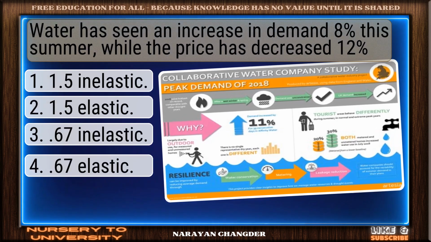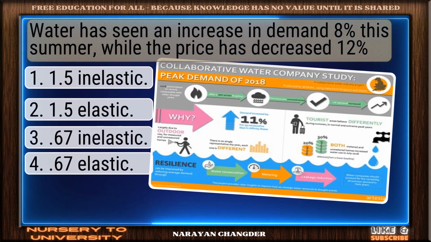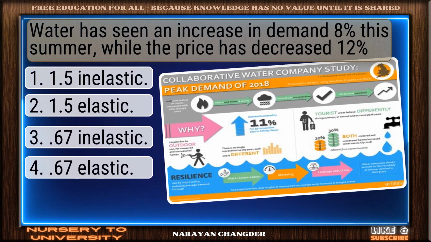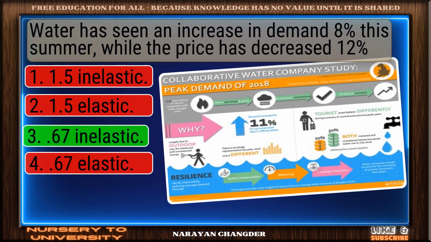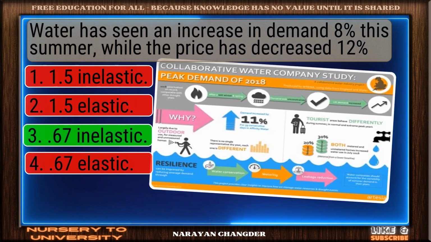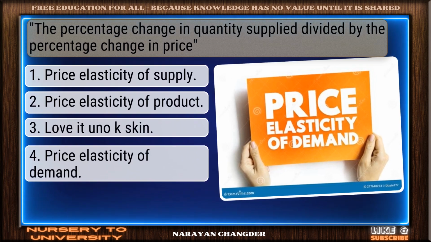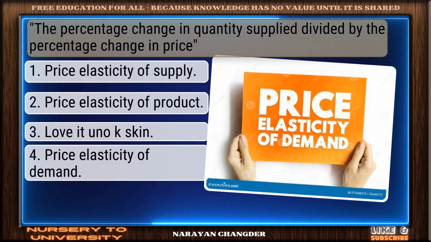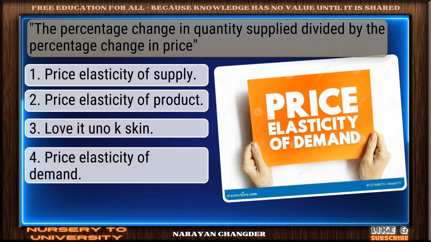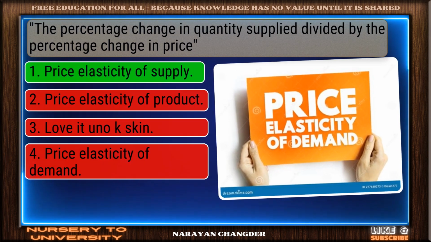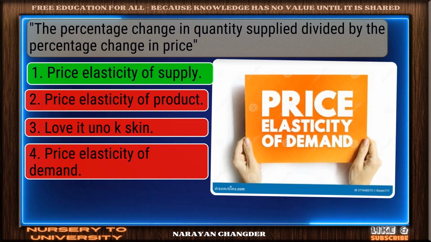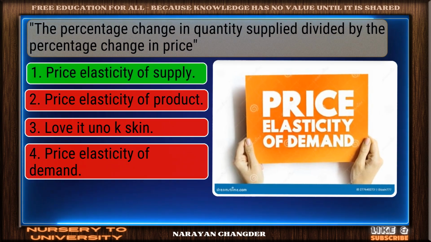Water has seen an increase in demand of 8% this summer, while the price has decreased 12%. You got it. Your choice, 0.67 inelastic, is right. The percentage change in quantity supplied divided by the percentage change in price. You chose price elasticity of supply, and it is correct.